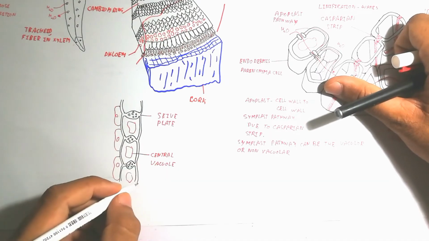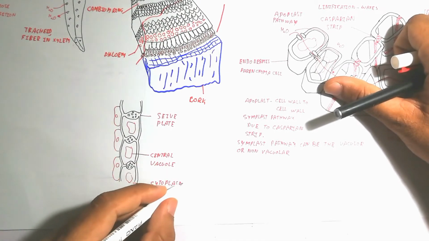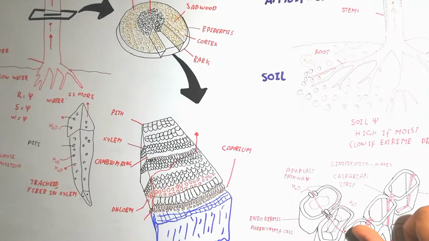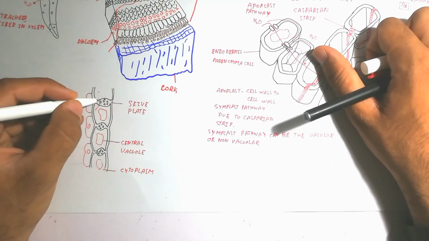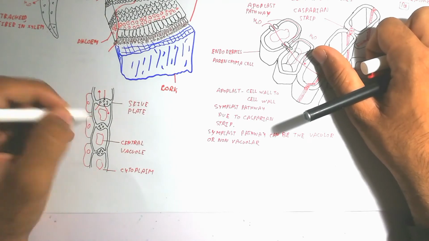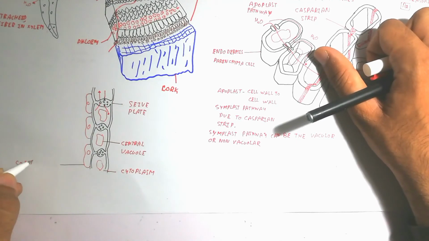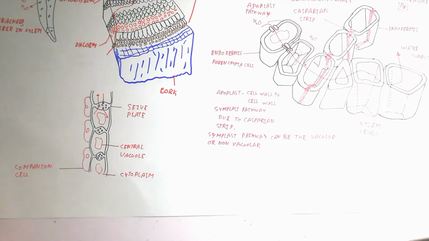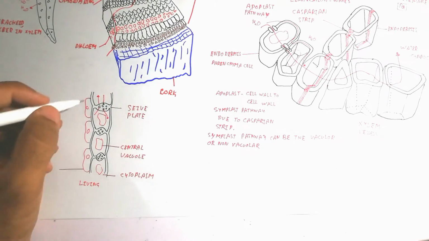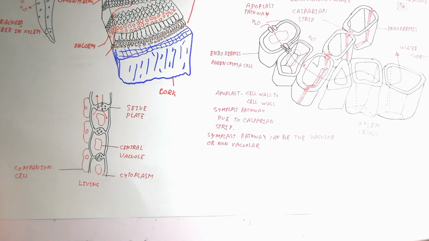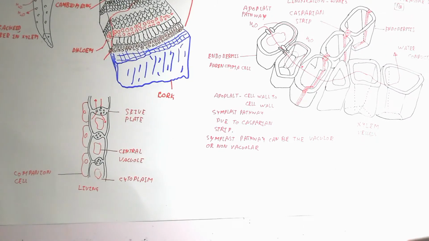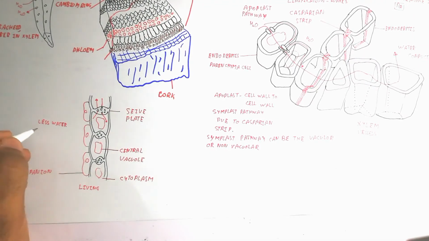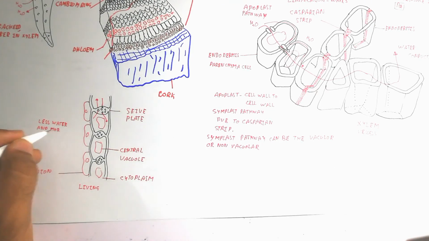So here is the phloem. Phloem contains sieve plates, a central vacuole, and companion cells. Here the movement is in a single direction, and here it is multi-directional, inside and outside. The sieve plate is porous, which allows movement in and out. These contain the sap of the plant, which is the conduction of nutrients, the food conduction, due to the phloem. So it's simple.